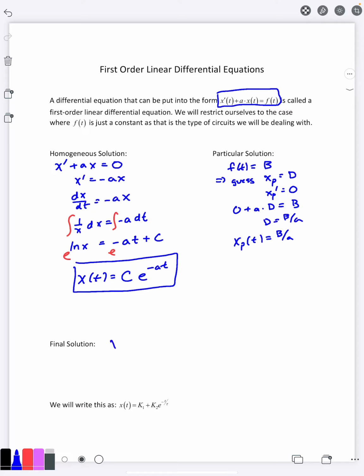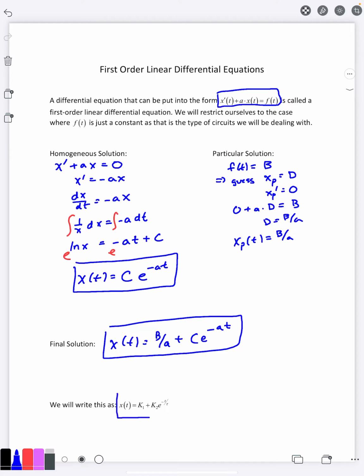And your final solution, which includes everything, is going to be b over a plus c e to the minus at. And we're just going to go ahead and change the letters that we're using here and just write this as some constant k1 plus some other constant k2 e to the negative t over tau. So the little a that was in the original equation is going to be 1 over tau here. And tau is what we're going to call the time constant. And I'll have a separate video trying to explain what time constant means here.